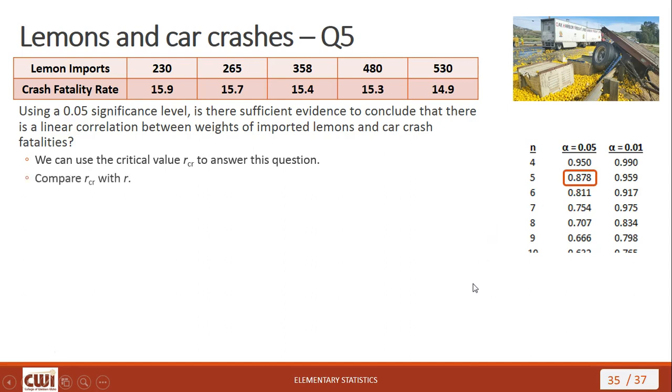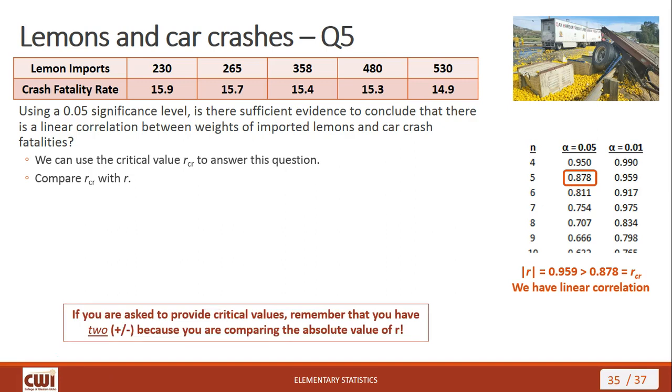We then compare this with our calculated value for R. Remember, which we saw on the previous slide, was 0.959. So since we're above the critical value for R, we do have linear correlation. We have sufficient evidence to conclude there is a linear correlation between lemon imports and car crash fatalities.